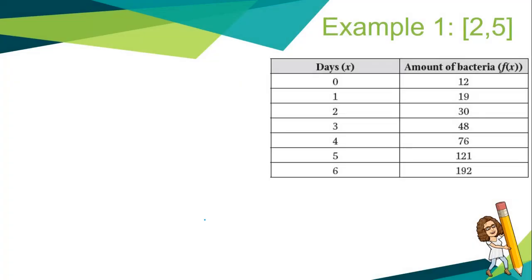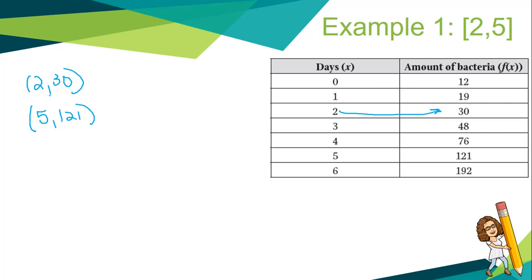So I'm going to flip to my next page here. I'm doing 2 to 5. So I first want to identify my ordered pairs. Well, my initial value, the start of my interval, is 2. On 2 days, 2 goes to 30. So on 2 days, I now have 30 bacteria. And then 5 is my end value. That's 121. So they are determining that it'd be between those two.